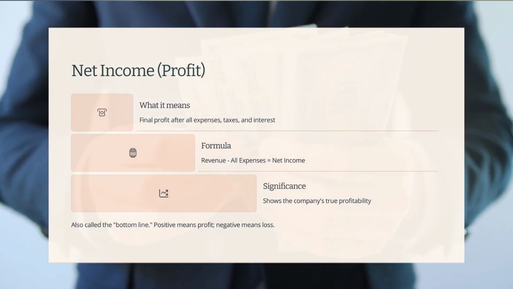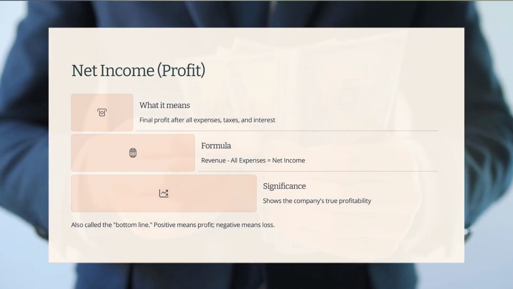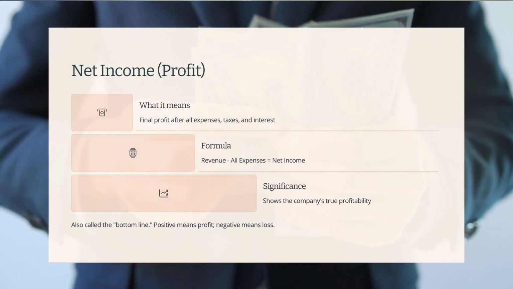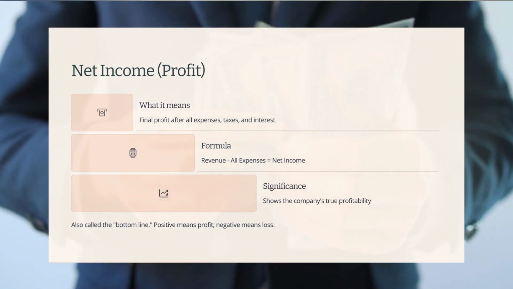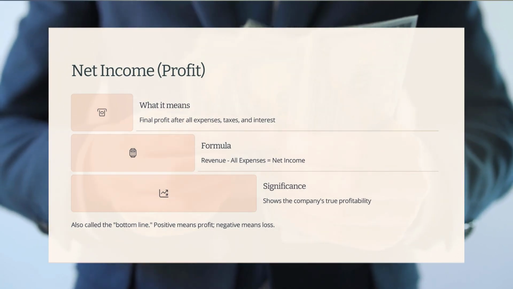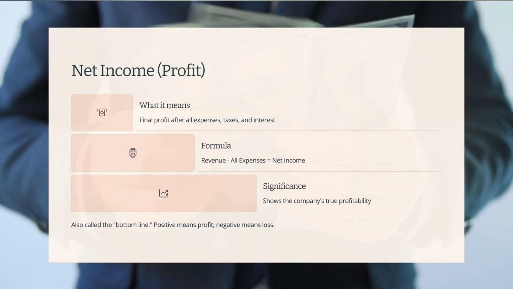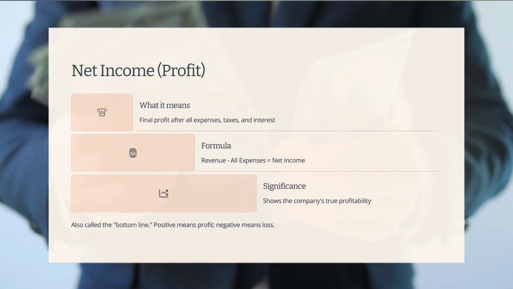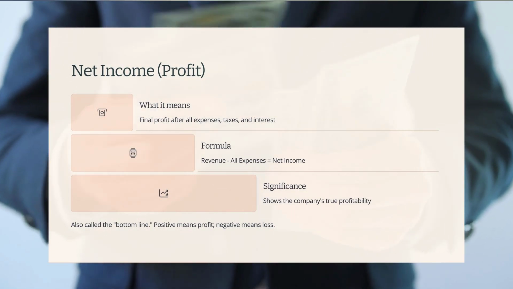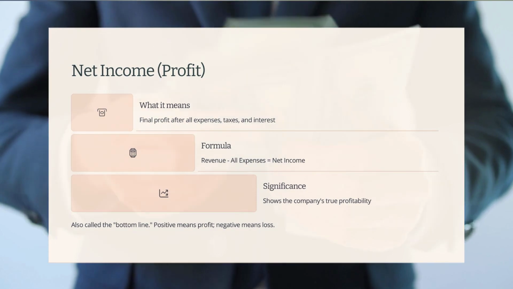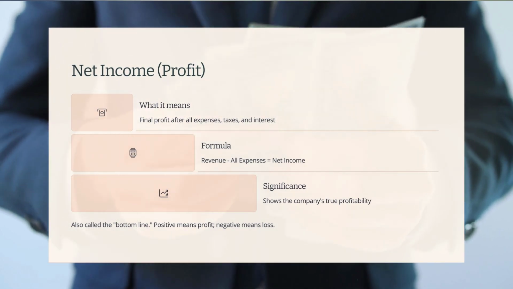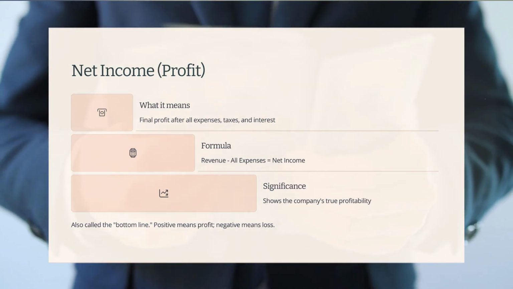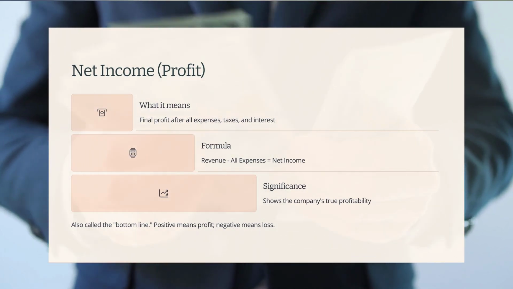Net income is the company's final profit after all expenses, taxes, and interest have been subtracted. This is often referred to as the bottom line. If it's positive, the company is profitable. If it's negative, the company is operating at a loss. Net income is one of the most important figures investors look at. It shows the company's true profitability.